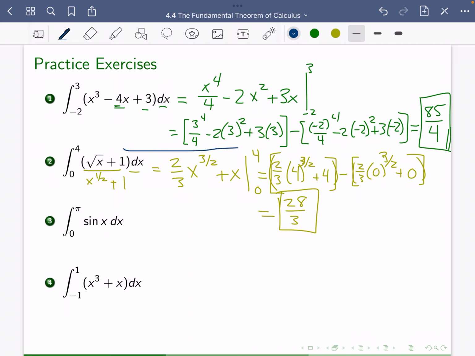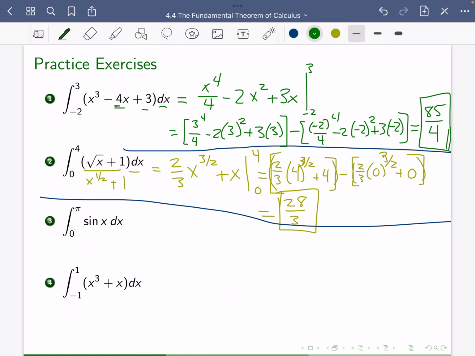So we've gone through our first 2 examples. Let's hit our next example. Here we are integrating sine x dx. We're integrating that from 0 to pi. So what is the antiderivative? What is an antiderivative of sine? Well, sine integrates to negative cosine. We're going to evaluate that from 0 to pi. So we have the negative cosine of pi minus the negative cosine of 0.